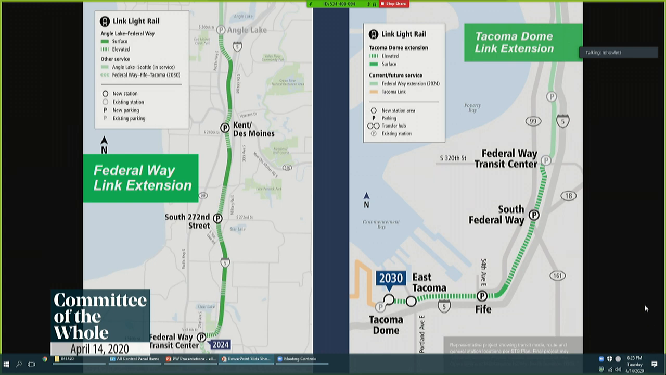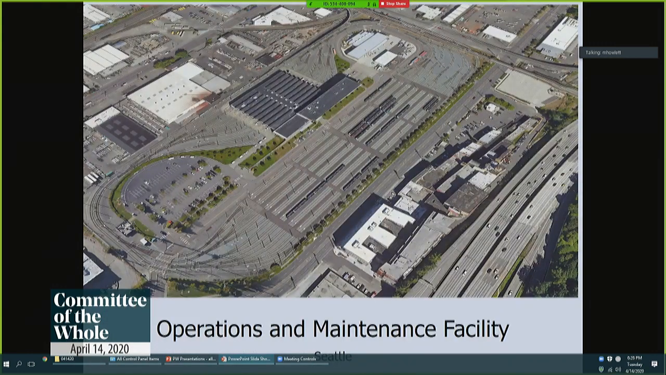The map on the right is the Tacoma Dome Link extension, and that'll add another 10 miles, extending from Federal Way Transit Center all the way down into a new station being constructed down near the Tacoma Dome. And this part is anticipated in 2030. And the reason I mention these two projects is because a component of these two projects is an operation and maintenance facility. If you go to the next slide, there you go.